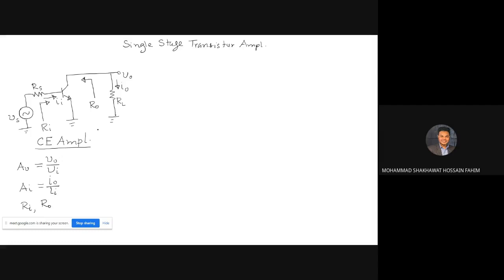So disconnect all the DC sources and short the capacitors. There are no DC sources here. Oh, sorry. We have already done that in the last class. Then just replace it with the given model. So replace the transistor with its small signal models, the hybrid pi or T models.